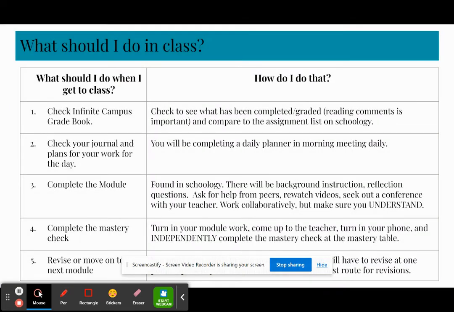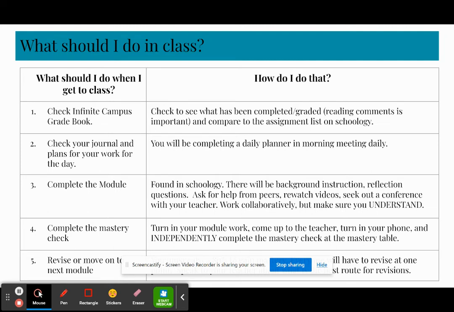So, what should you do in class? This is what a day looks like in the life of a 10 option student. You're going to check Infinite Campus on the gradebook. This is your progress tracker. You're going to see what's completed and graded. You're going to need to read the comments because sometimes if you have something missing, I'm going to put in there, this is the due date. Student needs to complete this in order to move on to the next module. Student needs to spend more time outside of school catching up, et cetera, et cetera.